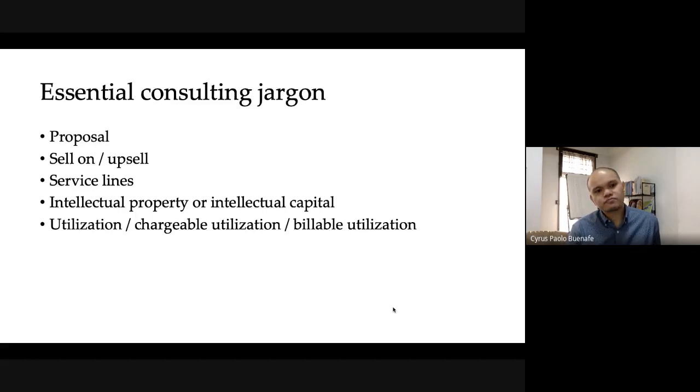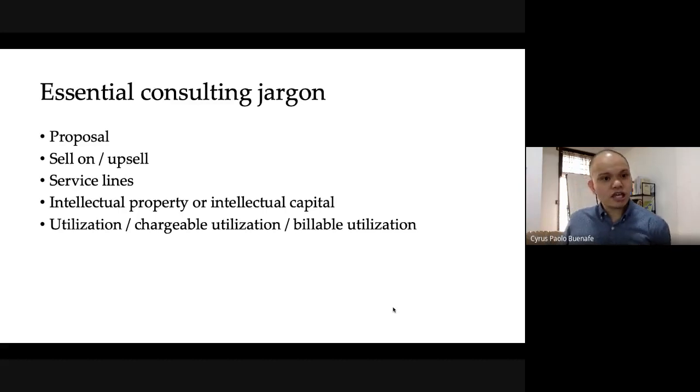Now, there's another term, sell on or upsell. Essentially, based on the scope of work that you've done, which is contained in your proposal, if you'd like to do something more that can be chargeable, then you do what is known as an upsell. You try to sell another engagement perhaps, or you're selling an extension of the scope of your original proposal, but then you add some amount to the price. So you'd expect consultants to be involved in some upselling as well.